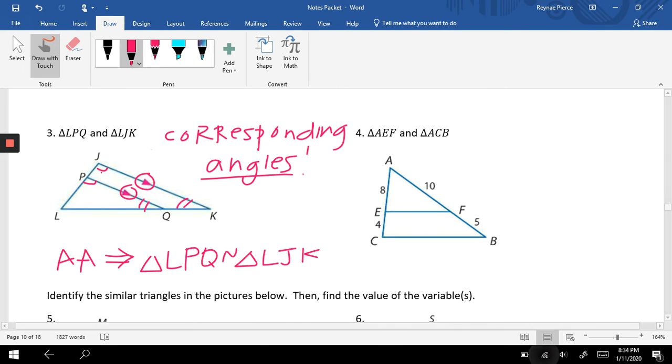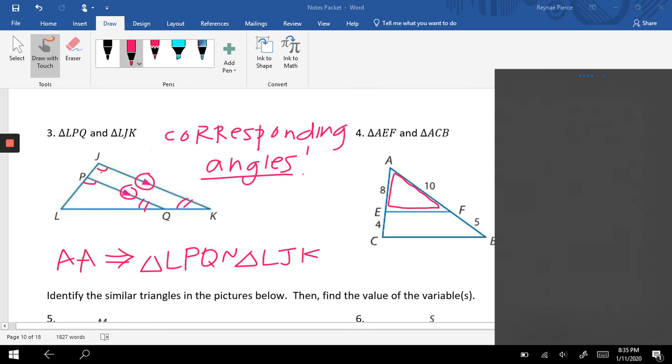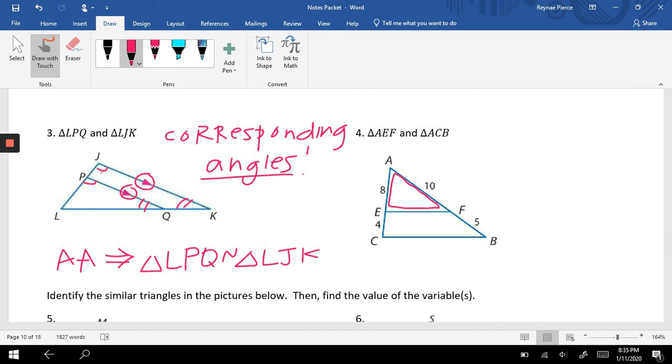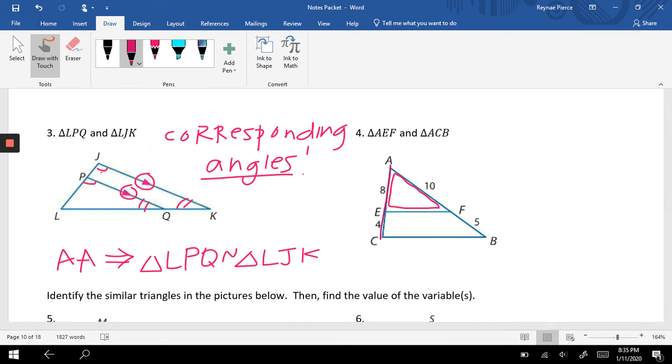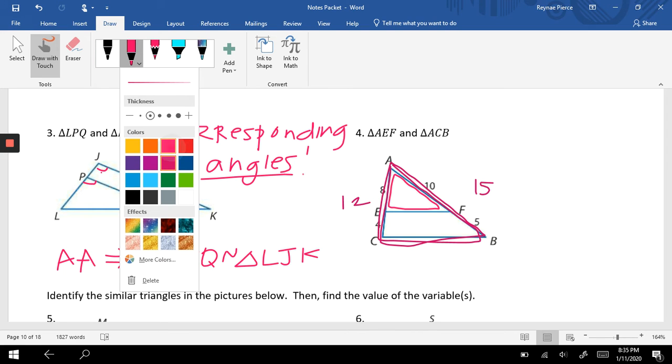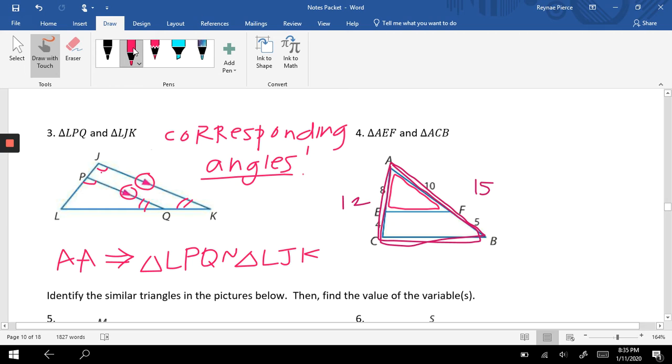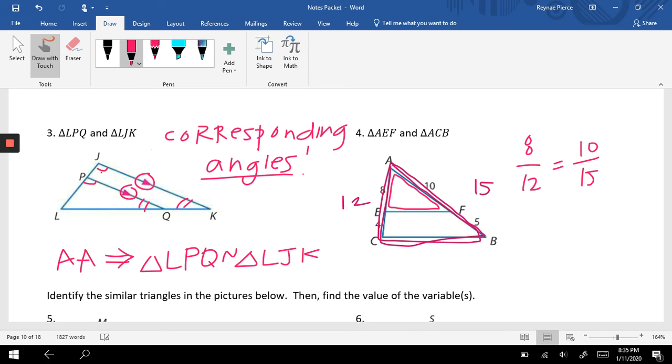Example 3 here, I'm trying to determine if triangle AEF is similar to triangle ACB. Okay. So 8 plus 4 is 12, and 10 plus 5 is 15. All right. So remember, anything to do with sides in similar triangles, we have to determine if they're proportional. Okay, so 8 and 12 correspond with each other. 10 and 15 correspond with each other.